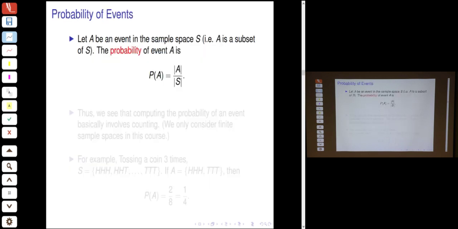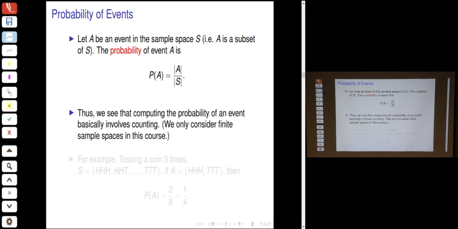Okay, so in general, you can calculate probability in this way. Let A be an event in the sample space S. You just say A is just a subset, right? So the probability of event A, denoted by P of A, is the ratio of the size of A divided by the size of the sample space. And that's the probability.